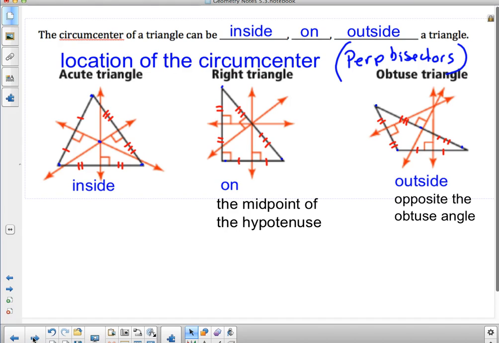Okay, so from each side of my triangle has a perpendicular bisector. They meet inside the acute triangle. They meet on the midpoint of the hypotenuse of a right triangle. And then they always meet opposite the obtuse angle in an obtuse triangle. Okay, so keep that in mind. This is true of all perpendicular bisectors, the circumcenter, and that's made by the perpendicular bisectors.